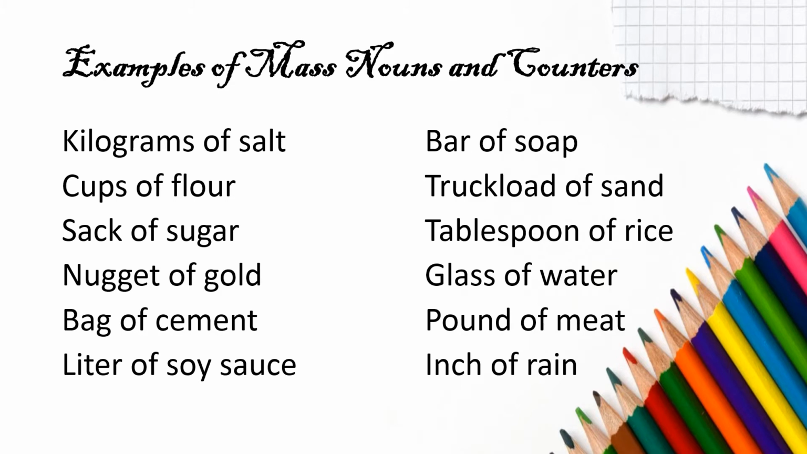Examples of mass nouns and counters are kilograms of salt, bar of soap, cups of flour, truckload of sand, sack of sugar, tablespoon of rice, nugget of gold, glass of water, bag of cement, pound of meat, liter of soy sauce, and inch of rain.